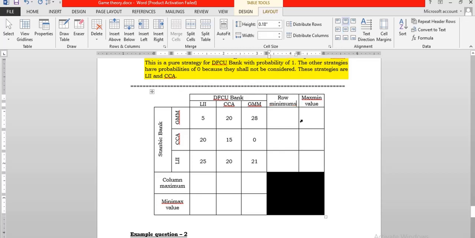Number one, the minimum value of that particular row is 5. The second is 0, and the next here is 20. So the maximum of the minimum values is 20. Next we shall have the column maximums. Here the maximum value is 25. Next maximum value is 20.